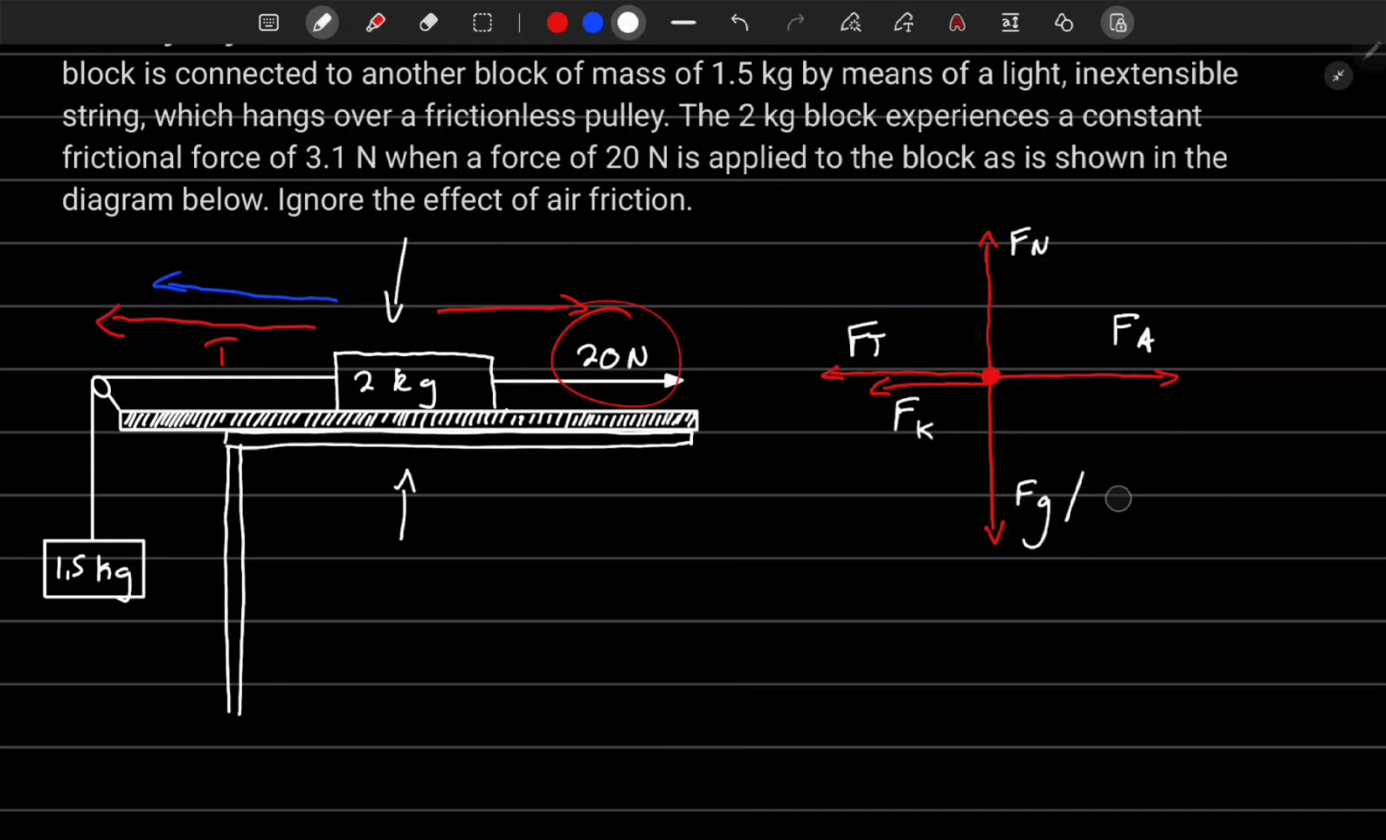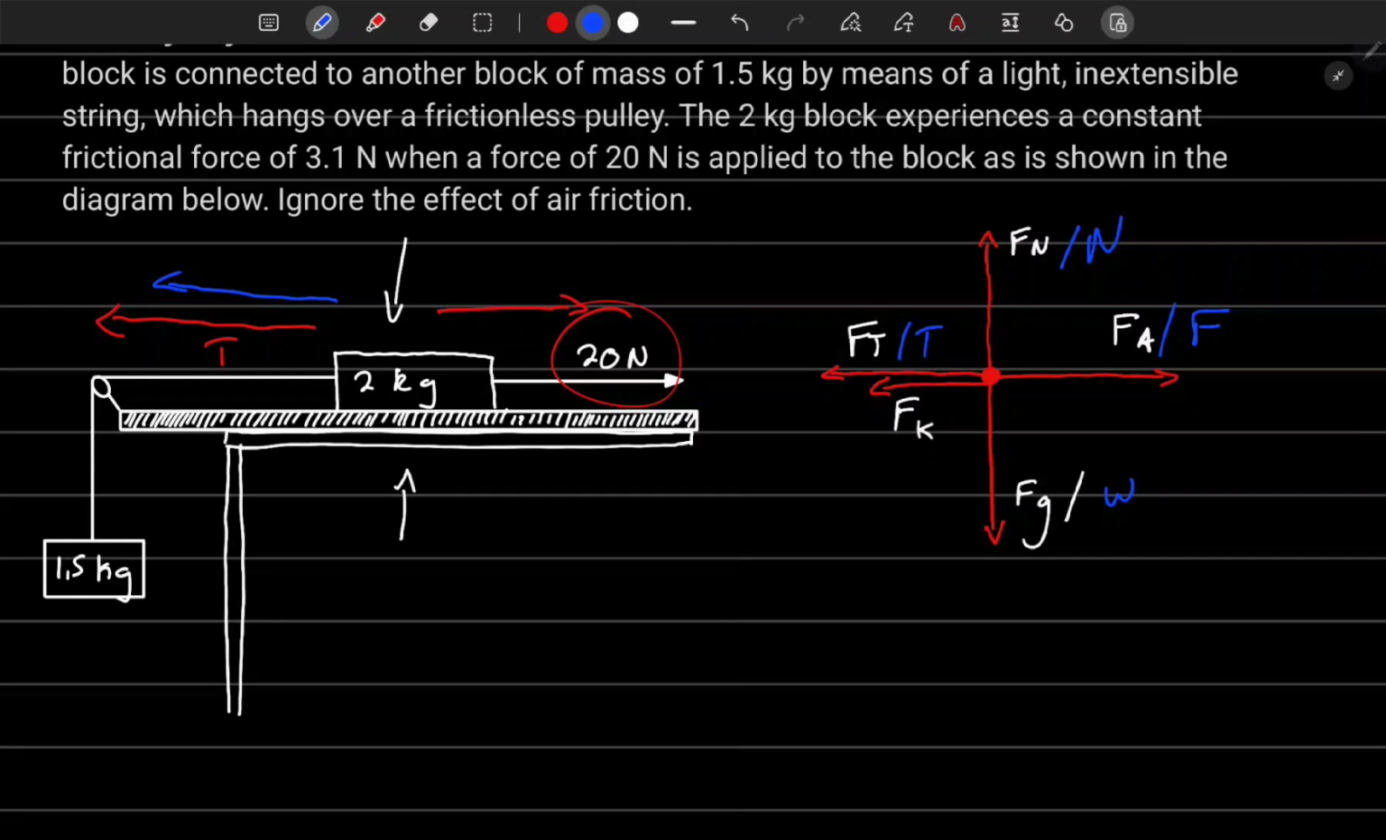And all of these also, you could call this W, you could call this tension, you could call this the normal force, you could call this just capital F, right? And then the force of friction, you need to put that it's F of K to show that F of K is the kinetic friction that is acting on this particular block.